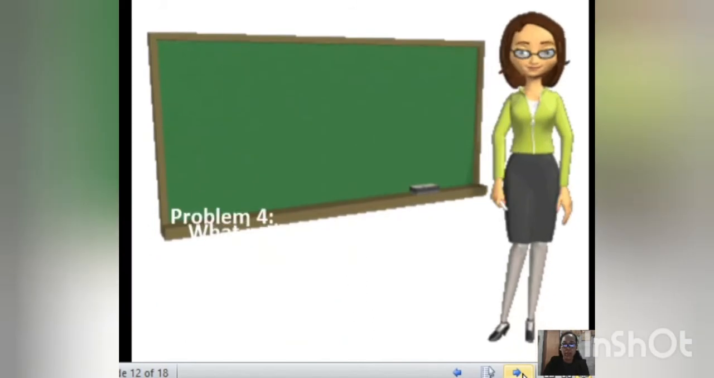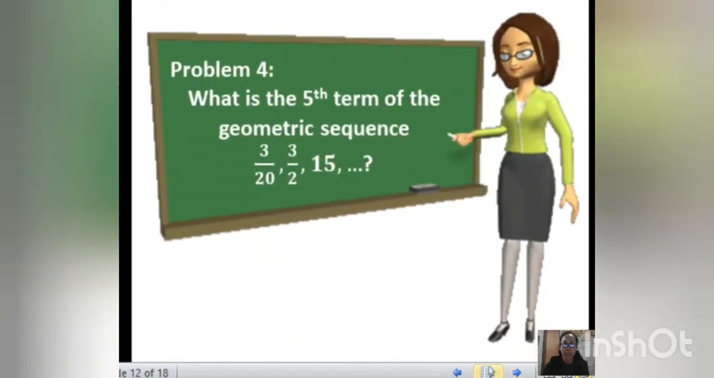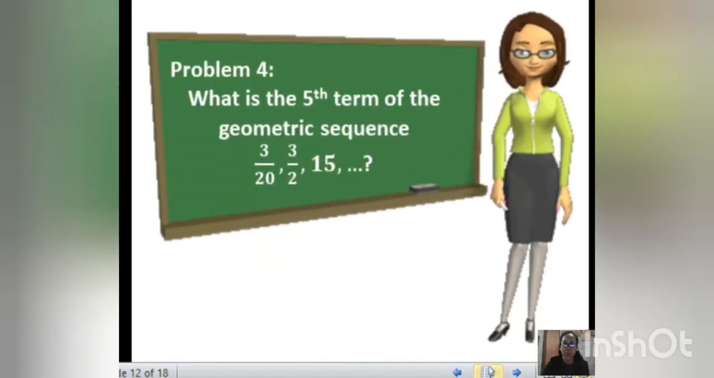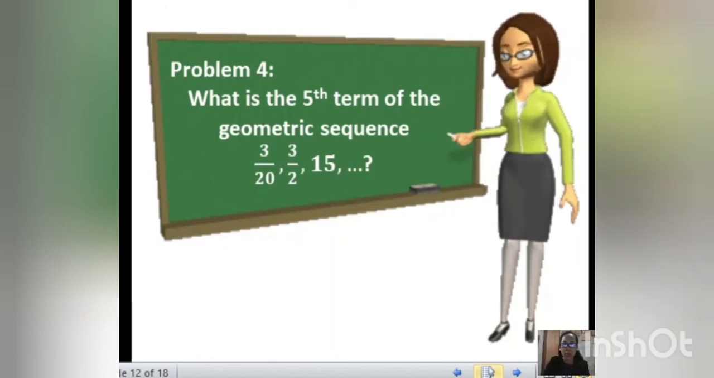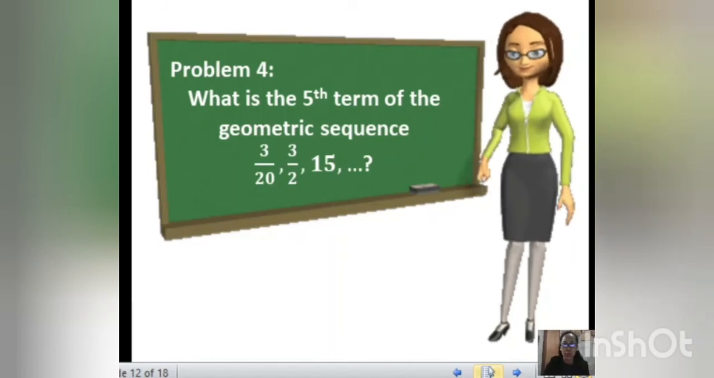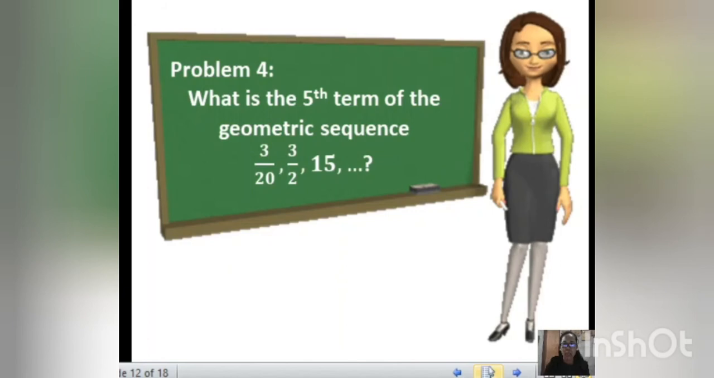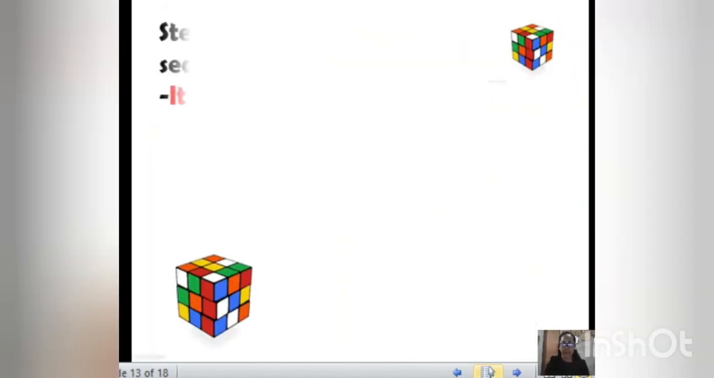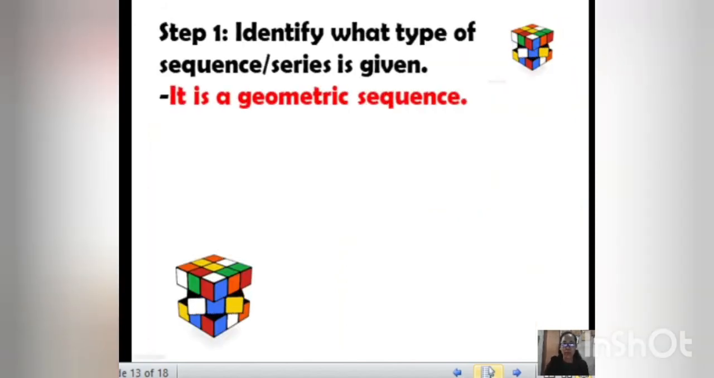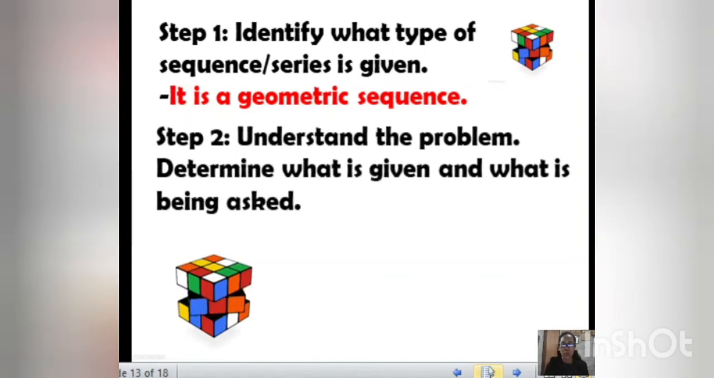Okay, next example, we have problem number 4. What is the fifth term of the geometric sequence 3 over 20, 3 over 2, 15, and so on? Step number 1, we have to identify what type of sequence or series is given. So it is a geometric sequence. Step number 2, understand the problem, determine what is given and what is being asked.